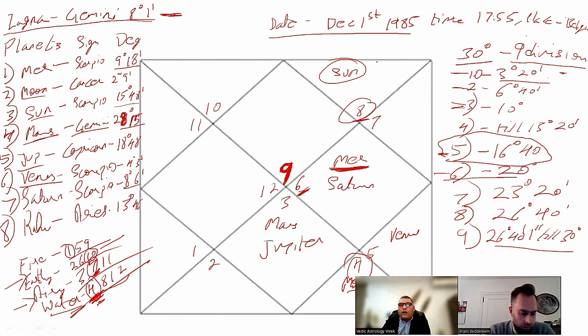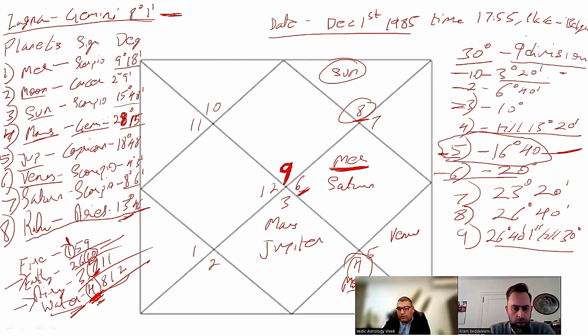Now, where is Rahu? Rahu is in Aries, 13 degrees 46 minutes, which means it is in the fifth Navamsha. The fourth is ending at 13 degrees 20 minutes, but Rahu is at 13 degrees 46 minutes, so it is landing in the fifth Navamsha. So we will count five places from the Aries sign itself. You're with me, right?